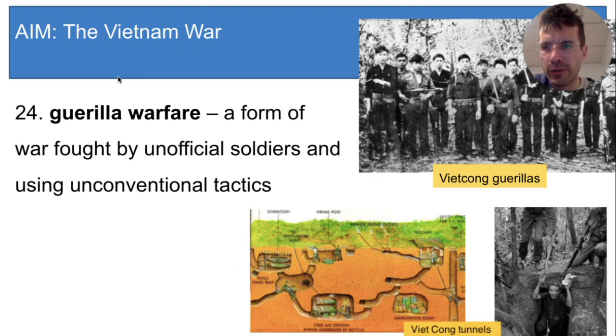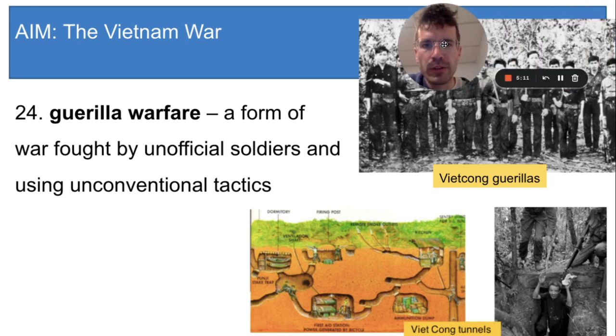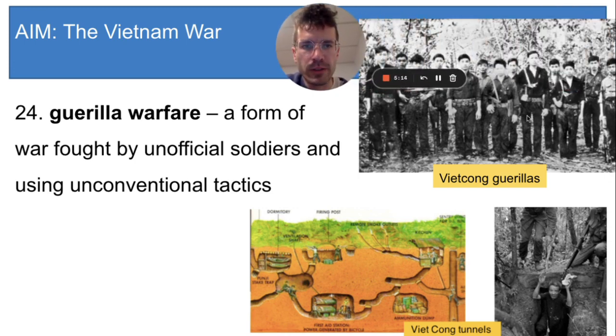One reason was that the US was badly prepared for guerrilla warfare, which is a form of war fought by unofficial soldiers using unconventional tactics. In guerrilla warfare, soldiers do not wear uniforms, they do not use heavy weaponry, and they do not fight in large groups. And because the Viet Cong guerrillas didn't wear uniforms, they blended into the general population, which made it very difficult for US soldiers to identify their enemy. You can see some of the Viet Cong guerrillas in this picture here.